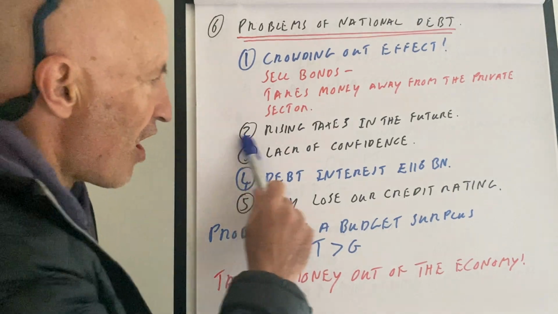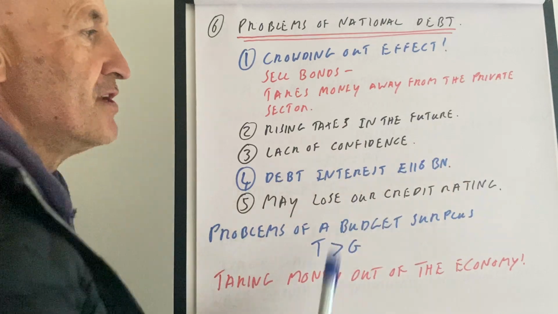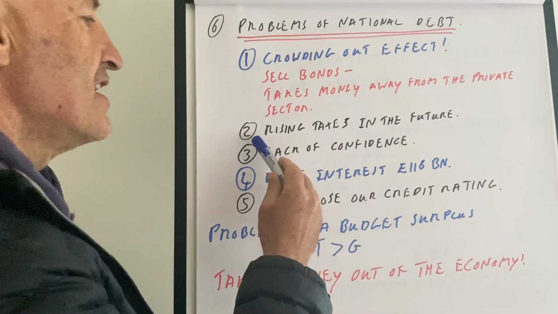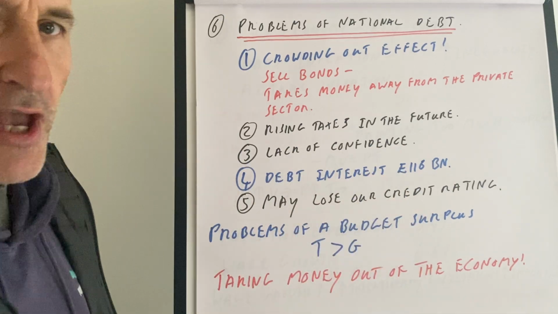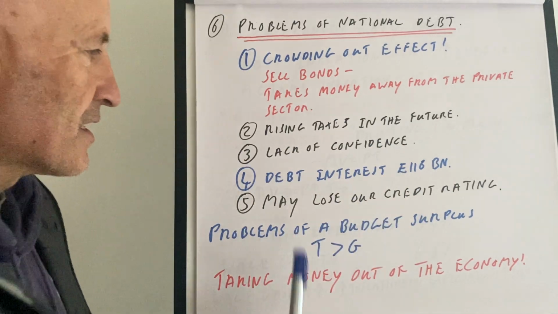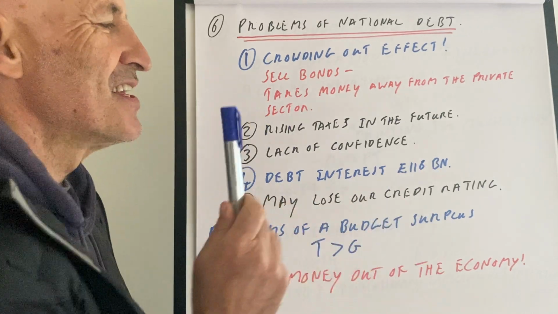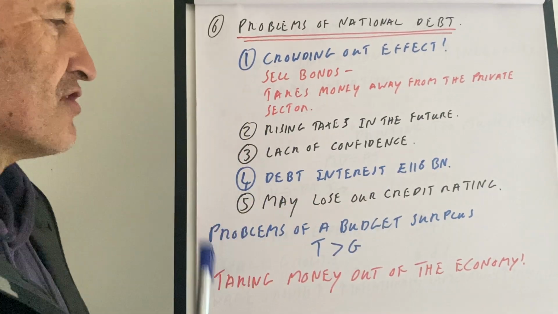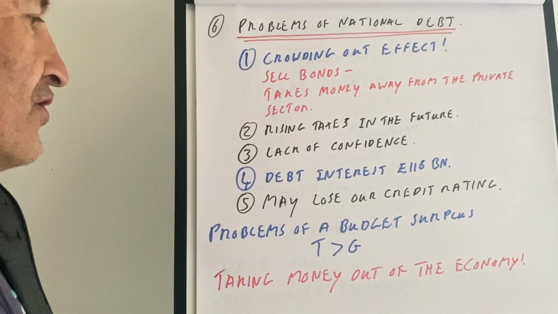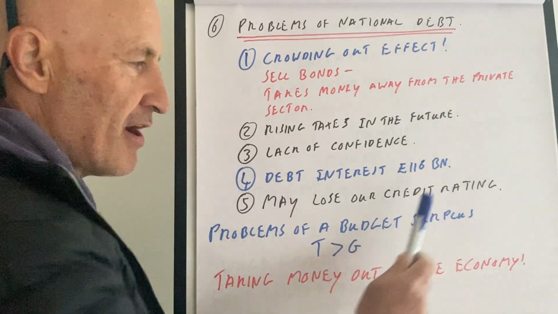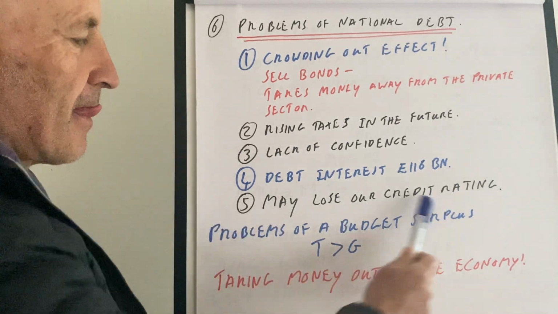It also means we have rising taxes in the future. E.g., right now we've got rising taxes. And the reason we have rising taxes is because we kept the same thresholds. There's going to be a lack of confidence in the UK economy if we have really, really high national debt. This year we're going to be spending a whopping £116 billion just on interest payments. But remember, those interest payments tend to go back to people within the UK. We may even lose our credit rating, so it may cost us even more money to borrow money.